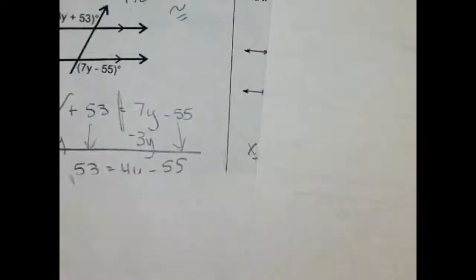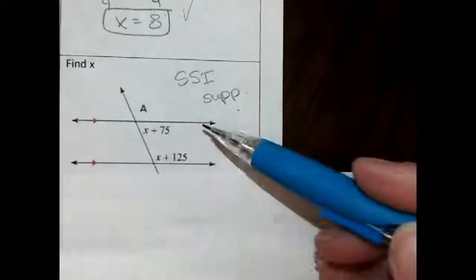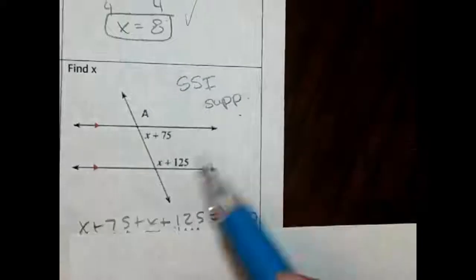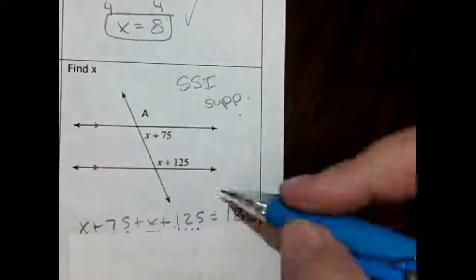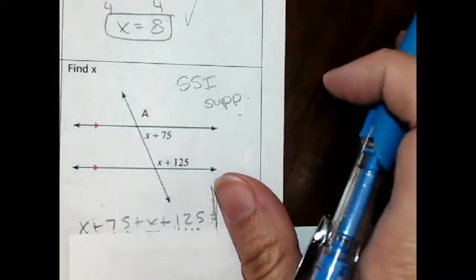And our last one was a same side interior, which means that these are supplementary. That means that they add up to 180. So this plus this equals 180. Notice these are all on the same side of this equal sign over here, so on that side I just need to combine the ones that go together.